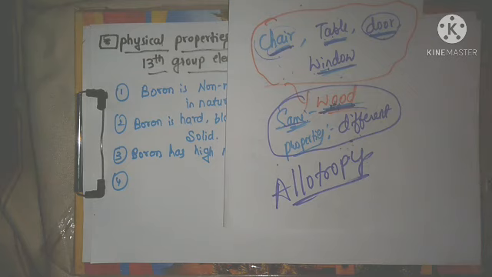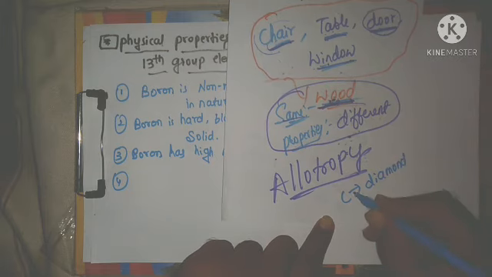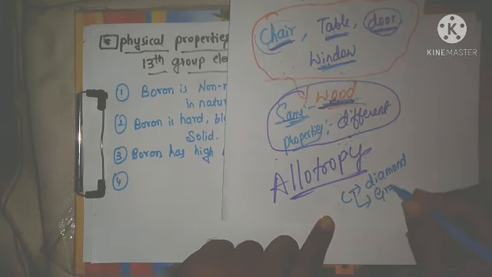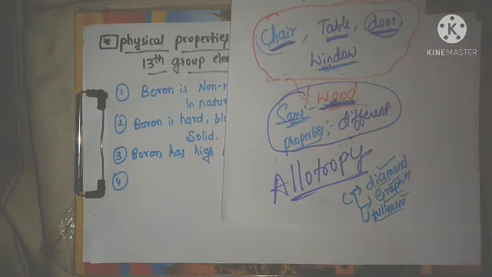For example, another example. Carbon is available as diamond. Diamond, what is inside it? Carbon. Graphite, what is inside it? Carbon. And fullerene is also made up of carbon. Means carbon is there. Diamond is also made up of carbon. Graphite is also made up of carbon. Fullerene is also made up of carbon. But the properties are same or different?